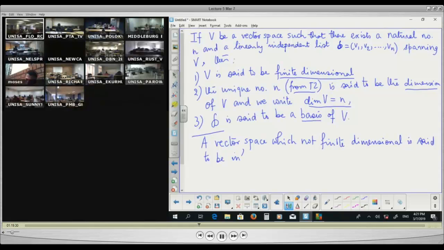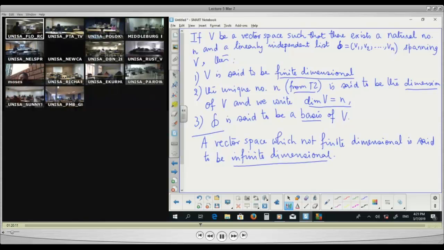Okay? So the dimension of a finite dimensional space is the largest size of a linearly independent set. Any collection of vectors more than the dimension is linearly dependent. Right? Any list of size more than the dimension is linearly dependent. So this is a very, very nice technique to ascertain this.